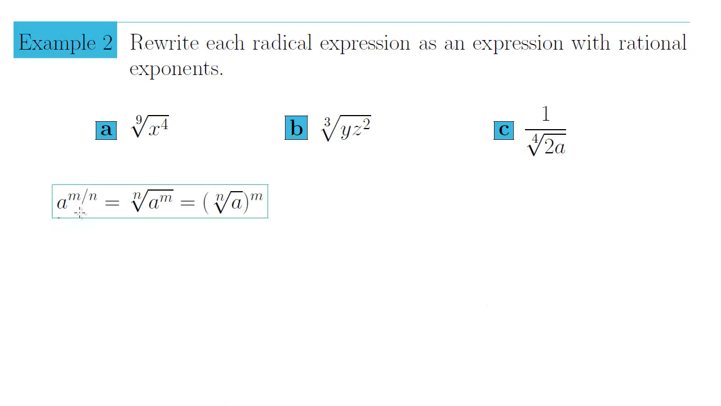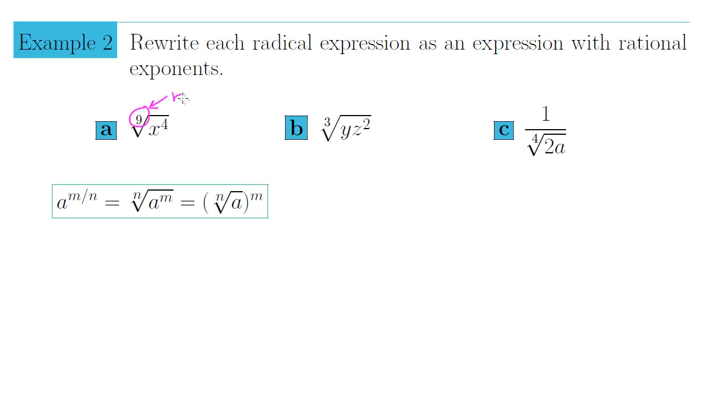Recall that a raised to the m divided by n is equivalent to the nth root of a to the m power. Going backwards, the nth root of a to the m is equivalent to a to the m over n. So looking at this expression here, see how it matches up? The 9 is our root, correct? The 9 is our root.